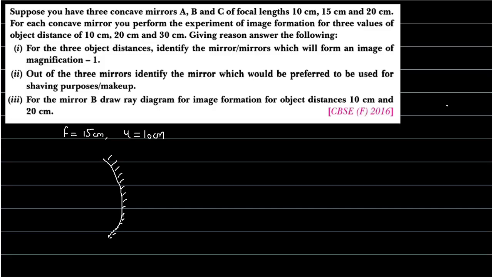Second, it is saying when the object is placed at 20 centimeter, right? Now, if it is placed at 20 centimeter, that means it is placed between focus and center of curvature. That means the image will be formed beyond the center of curvature. Let's try to draw it.